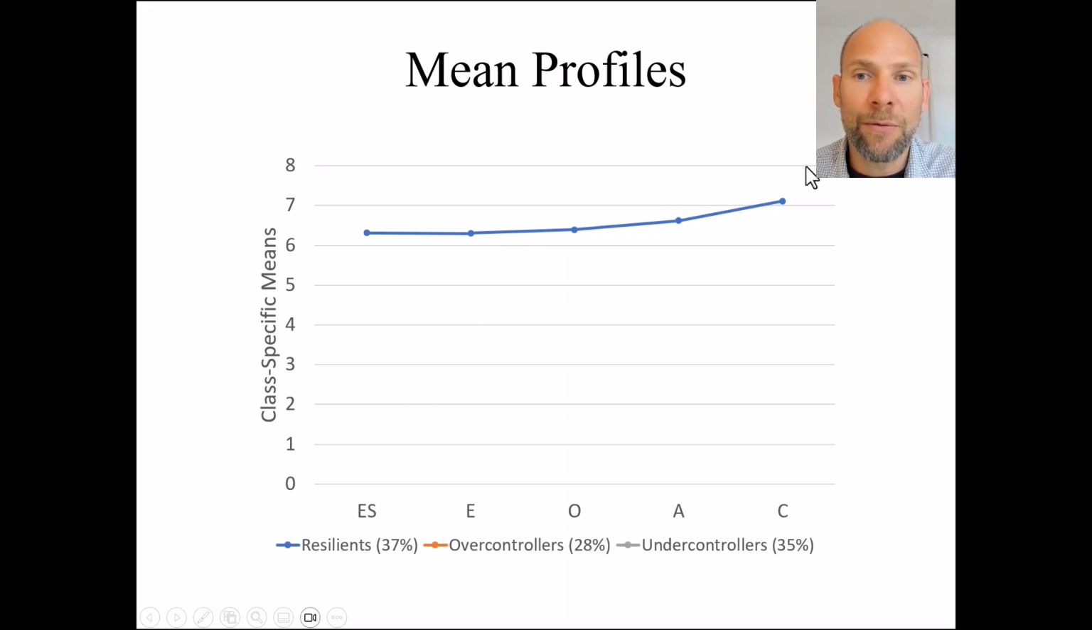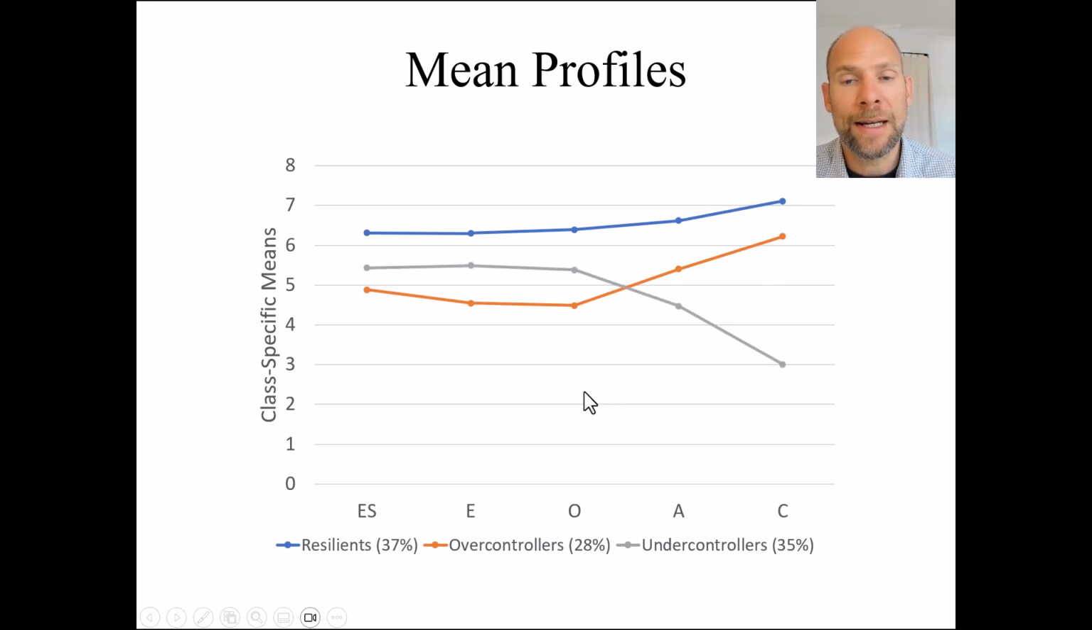Those individuals are referred to as resilients in the literature on personality profiles. They're low on neuroticism and high on emotional stability, high on extraversion, high on openness, high on agreeableness, and high on conscientiousness. Next are the so-called over-controllers, which have lower scores on emotional stability, lower scores on extraversion, openness, and also lower scores on agreeableness and conscientiousness. And then finally, we have under-controllers that are in the middle with regard to emotional stability, extraversion, and openness, and that are particularly low on agreeableness and conscientiousness.